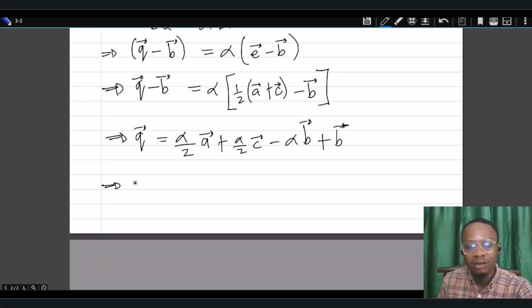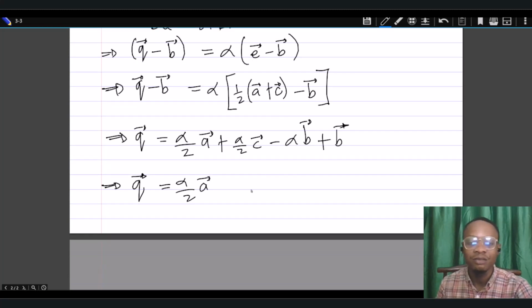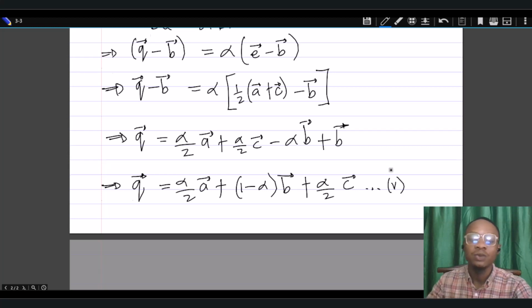This gives us Q equals alpha over 2 A. I just want to arrange it in the order A, B, C, just like we had it here, so that we can easily compare the two of them now. And for B, when we factor out B here, this will be 1 minus alpha, or minus alpha plus 1, anyhow you see it. So this is going to be plus 1 minus alpha into B. Then the last part for C, we have plus alpha over 2 C. Okay, so that will be our equation Roman figure 5. Yes, the last one was Roman figure 4.